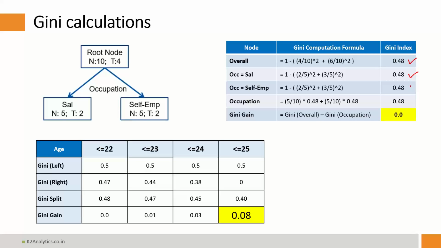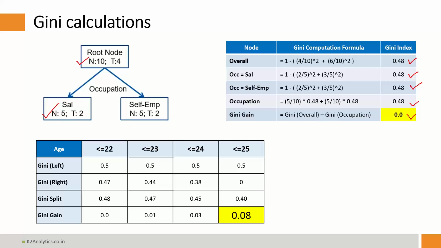Similarly, for self-employed, it comes out to be 0.48. The weighted average will also come out to be 0.48. Gain, there is no gain. See, it's very logical. Here the data was 10:4. Here the data is 5:2. You just double it, it becomes 10:4.